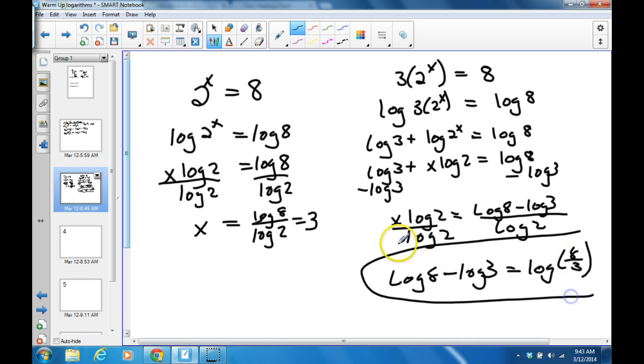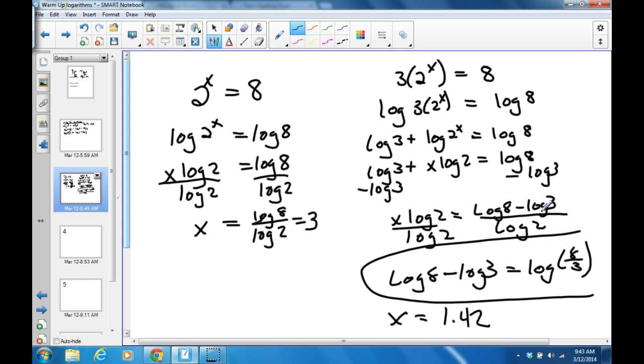So I'm just saying you can't subtract it. Okay, so x ends up being, if you put this in your calculator, 1.42. So you're going to put that in your calculator. You put 8, push the log button, minus 3, push the log button, divided by 2, log button.